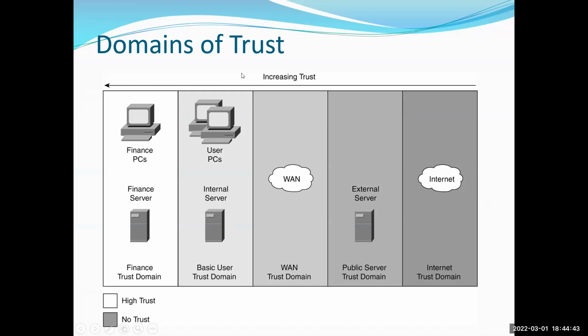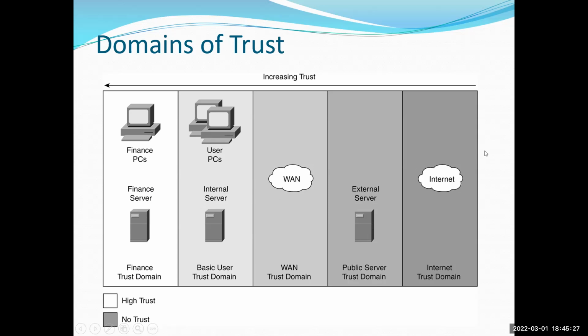So if you look here in the idea of domains of trust, obviously the most untrusted area would be the internet, right? Internet trust domain. Then after that, you would have the external servers, the public server trust domain. These are the publicly available servers. Then the wide area network trust domain, where you start to get inside the network. And then you have internal servers, basic user trust domain, user PCs, and then even further, you have your finance trust domain, payroll, that kind of thing, and finance server and finance PC.